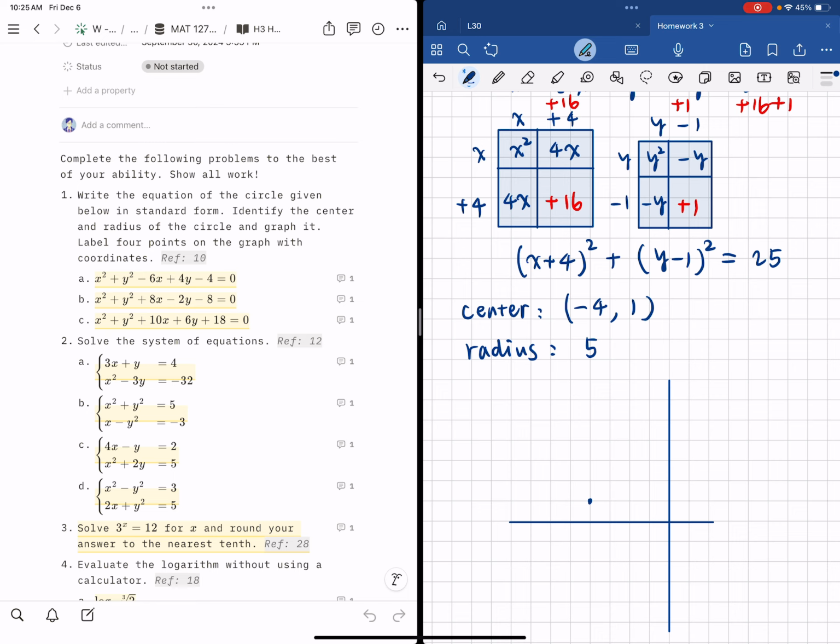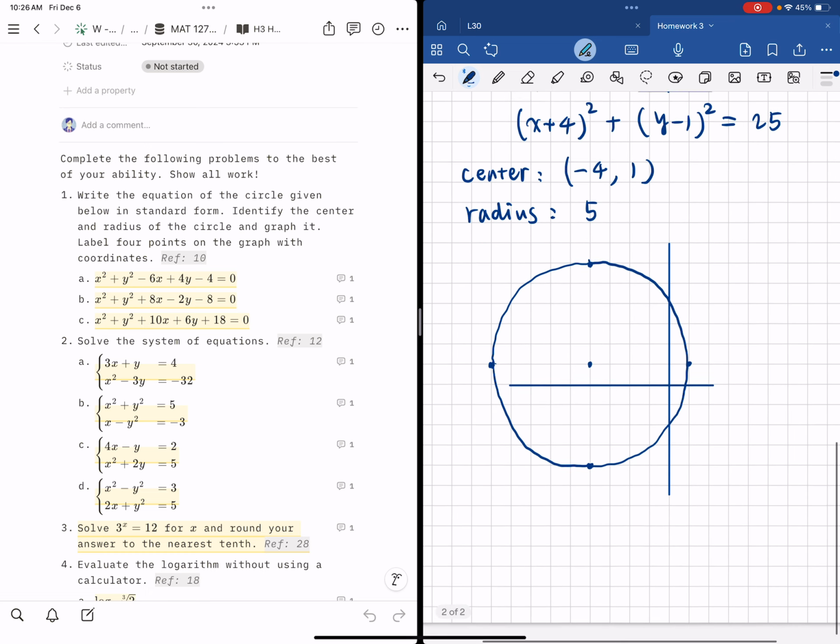And then using the radius 5 to find 4 points. So I go up 5 times. 1, 2, 3, 4, 5. First point. Go to the left. 1, 2, 3, 4, 5. Second point. 1, 2, 3, 4, 5. Third point. 1, 2, 3, 4, 5. Fourth point. And now I have all the points. I'm going to connect them as a smooth curve. And hopefully it looks like a circle. All right, it's a circle. So that's part B.